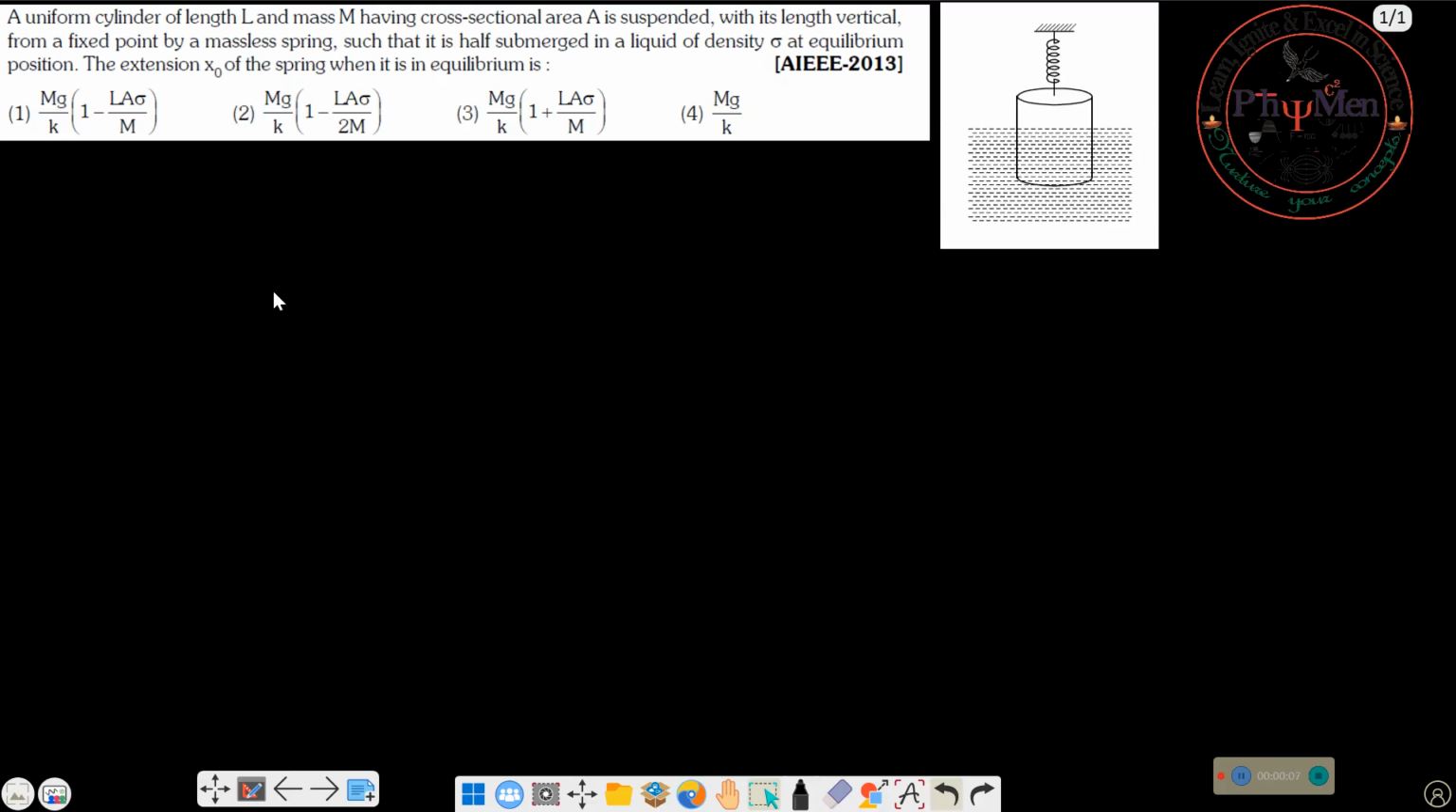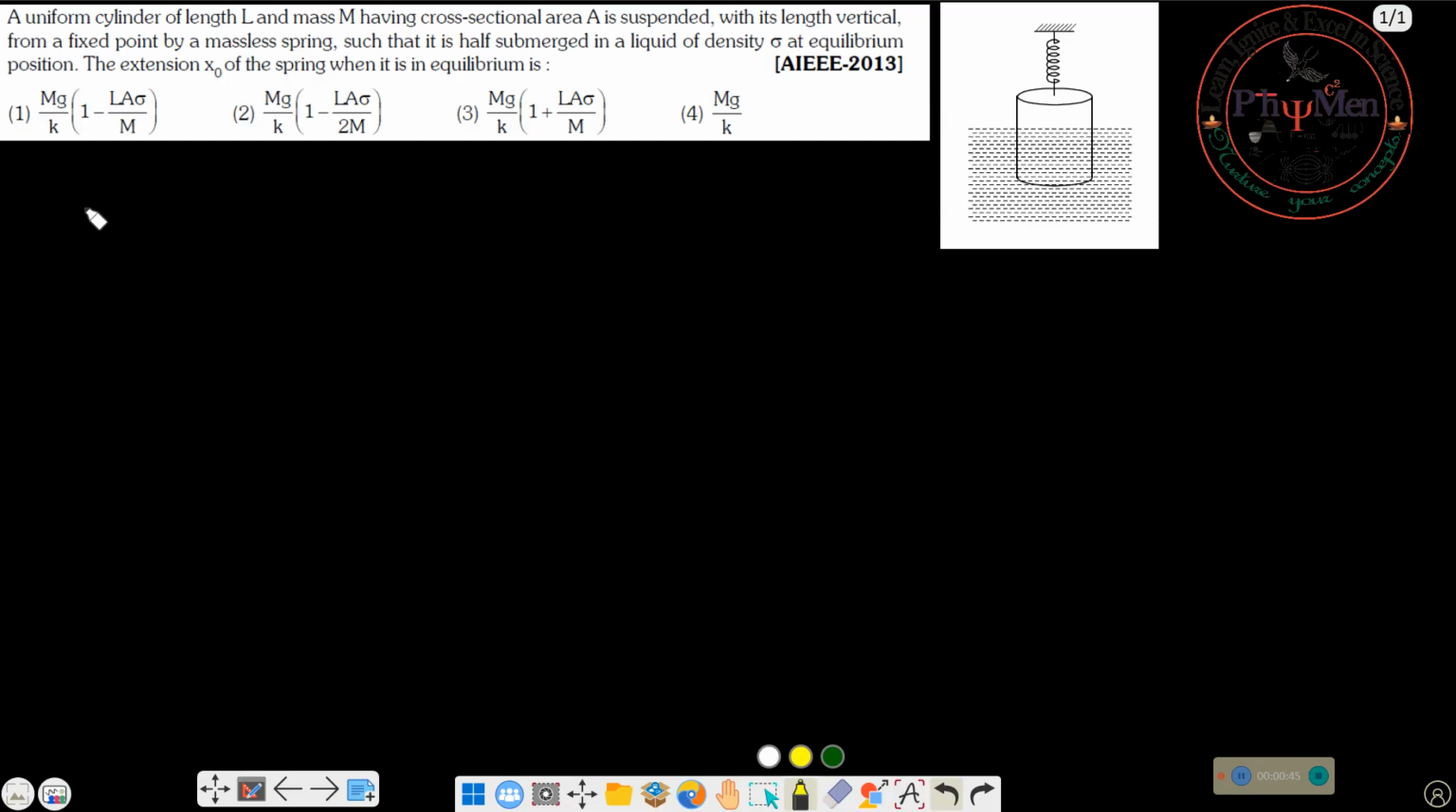Today I am going to discuss another problem on fluid mechanics based on the Archimedes principle or force of buoyancy. The question is: a uniform cylinder of length L and mass capital M having cross-sectional area A is suspended with its length vertical from a fixed point by a massless spring such that it is half submerged in a liquid of density sigma at equilibrium position. The extension x naught of the spring when it is in equilibrium is, these are your options.